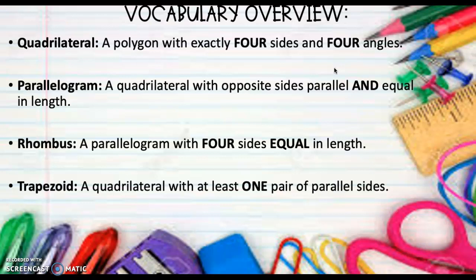Now this one is a parallelogram. A parallelogram is a quadrilateral with opposite sides parallel and equal in length. Then we have a rhombus. A rhombus is a parallelogram with 4 sides equal in length. And then we have something called a trapezoid. A trapezoid is a quadrilateral with at least one pair of parallel sides. So I'm going to pause here so you can look at the vocabulary.